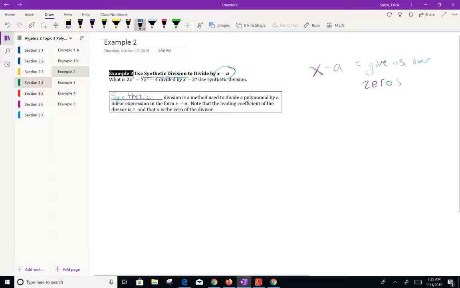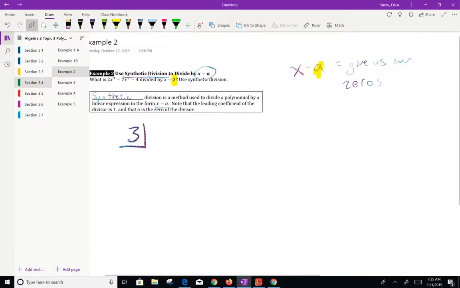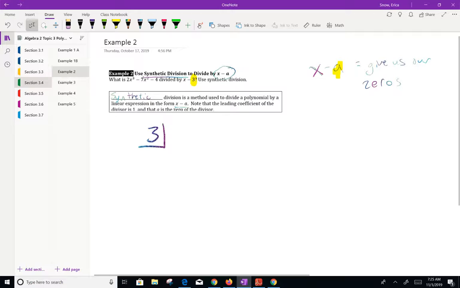and it's a method used to divide the polynomial by a linear expression in the form x minus a. It has to just be x minus a. The only constant in this expression is that a. And the way that you do that is we're going to take our 3 right there. So x minus 3, and we're going to put it over here and we're going to put it in a little box.